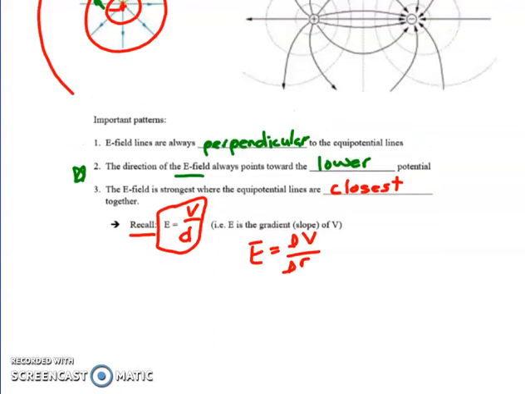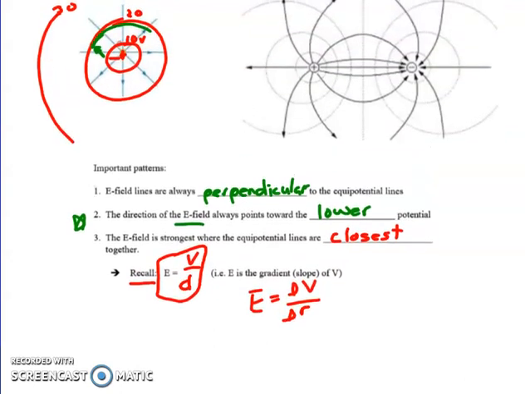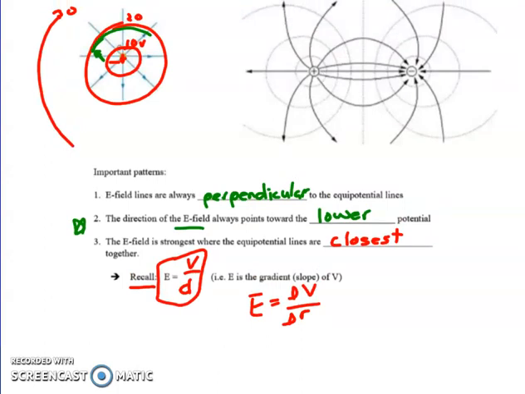If I look at this map here, the dipole, they're closest together roughly in this region, so the voltage change per unit distance is greatest, and that's where the field is strongest. So that's a useful thing to do.